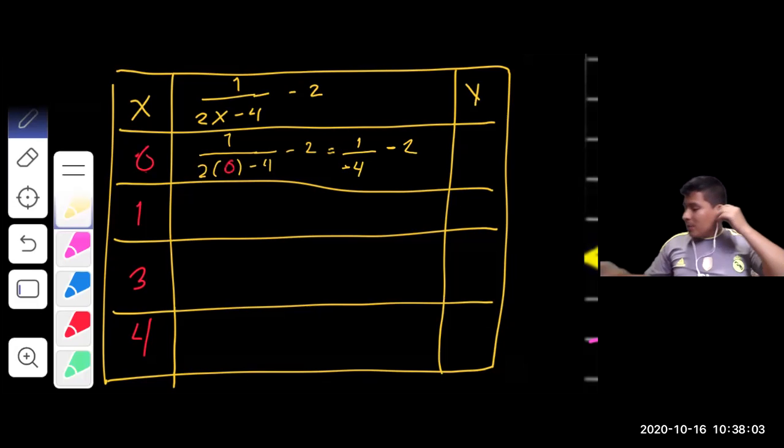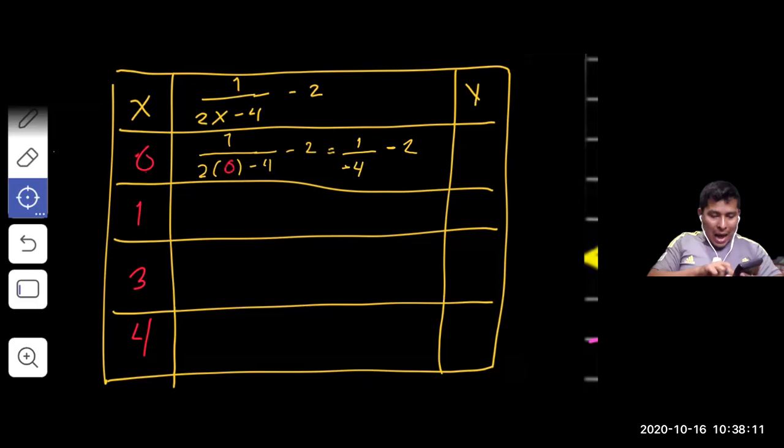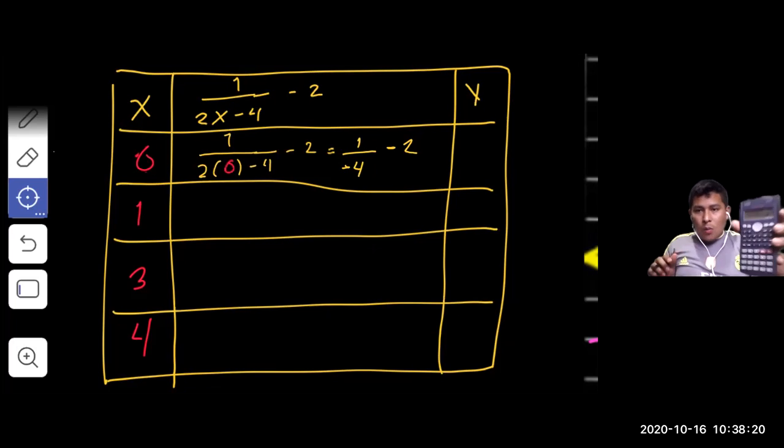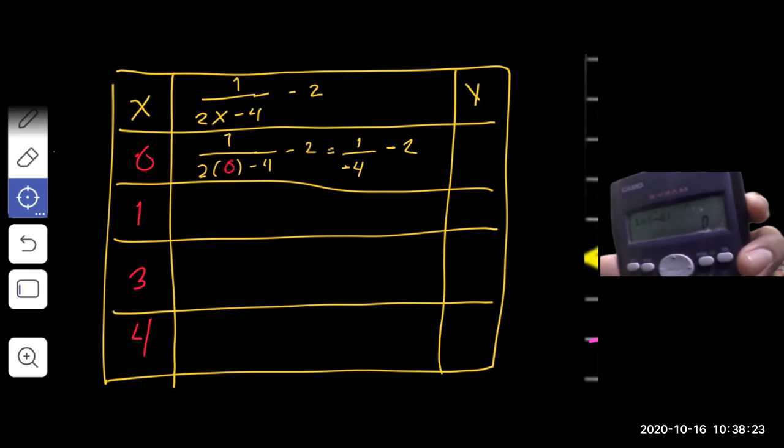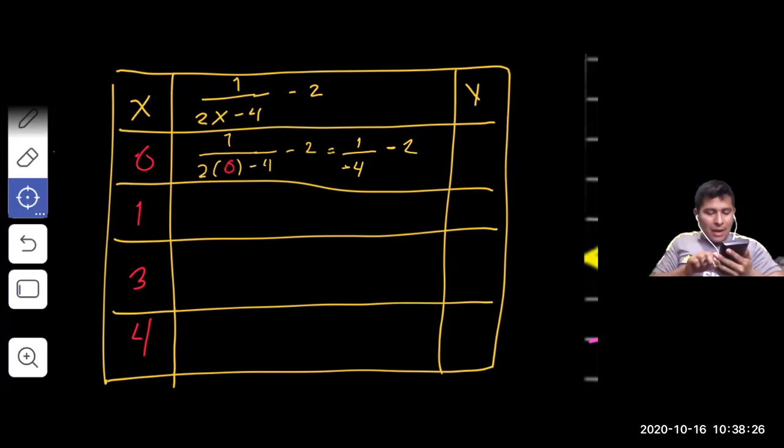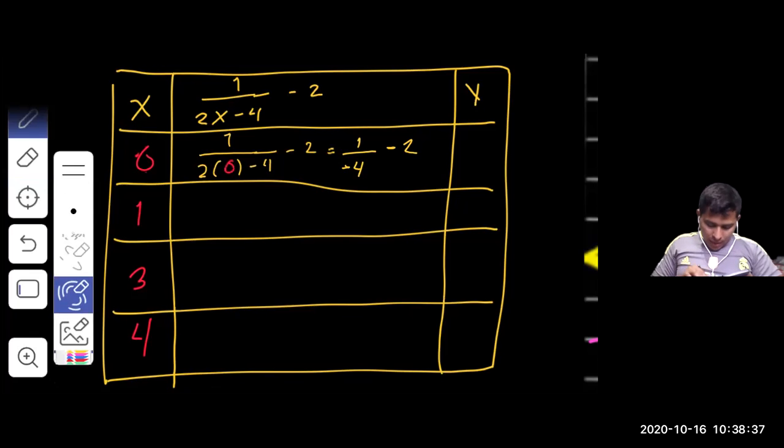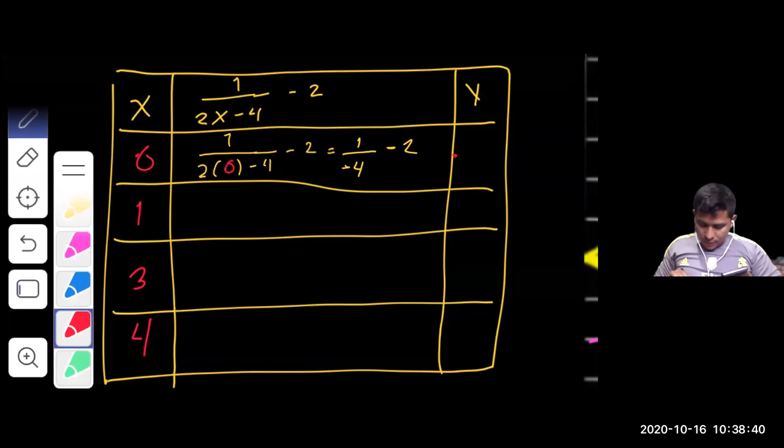Here we have to be careful because we need to use a calculator. What are you going to do, guys? 1 over, let's put parentheses, -4 and close parentheses, minus 2. I think that is going to be -2.25. Okay, -2.25, that's my first value.